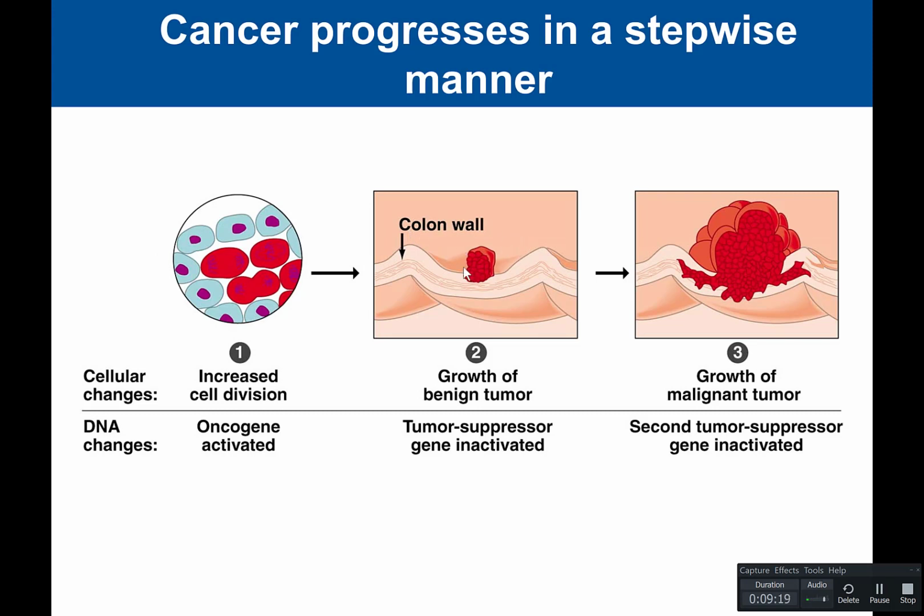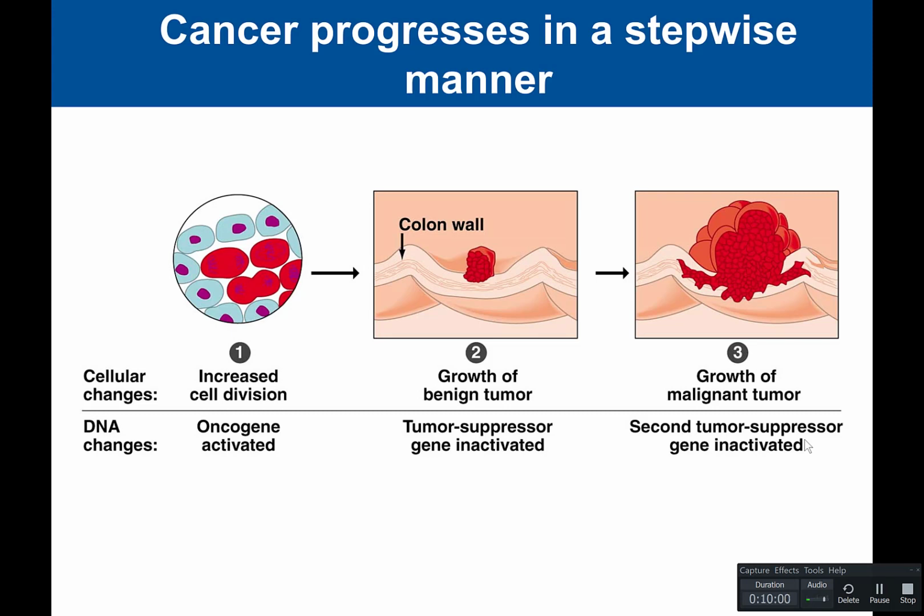So in this case, we're looking at the colon wall and we're looking at colorectal cancer. And so initially you're going to see this tumor, this polyp, this tumor, that is benign. It has not metastasized. It has not penetrated the tissue to invade other tissue. However, if you acquire a second mutation in a tumor suppressor gene that becomes inactive, that might then allow the cancer to progress, and we now start to see the growth of a malignant tumor. It's going to metastasize, it's going to move and spread to other tissues.